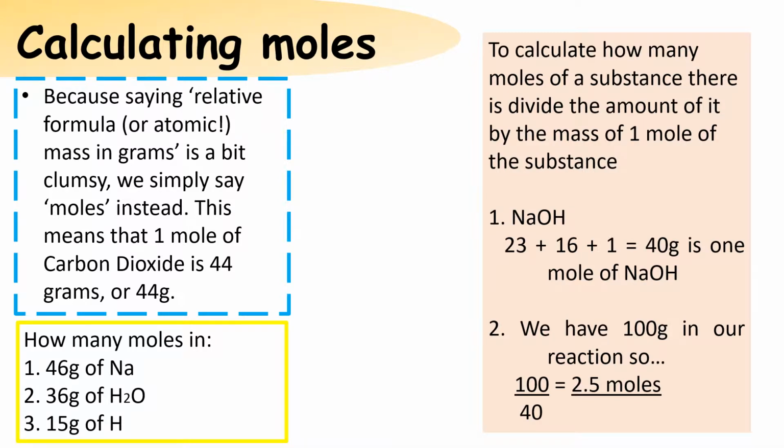So, for instance, if we were told that we were given 100 grams of sodium hydroxide, how many moles is 100 grams of sodium hydroxide? We start off by working out the mass of 1 mole, which is 23 for the sodium, plus 16 for the oxygen, plus 1 for the hydrogen, which makes 1 mole 40 grams. Then we take the 100 grams that we've been given in the question and divide it by the mass of 1 mole, which is 40 grams, which gives us a total of 2.5 moles. So in 100 grams of sodium hydroxide, there are 2.5 moles.